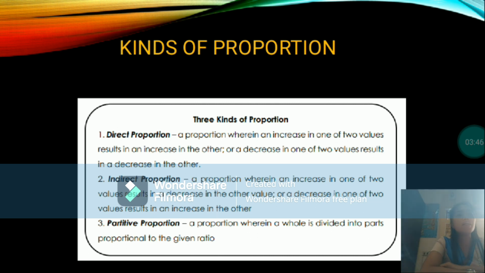The third one is partitive proportion. It is a proportion wherein a whole is divided into parts proportional to the given ratio. Okay, so let's continue.